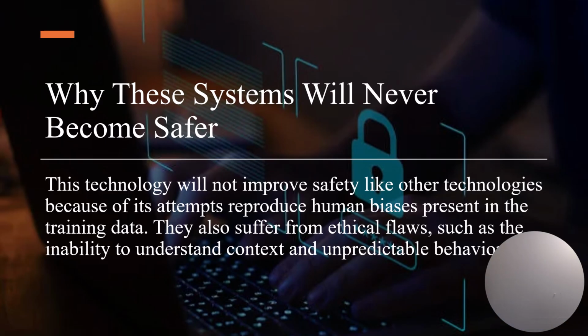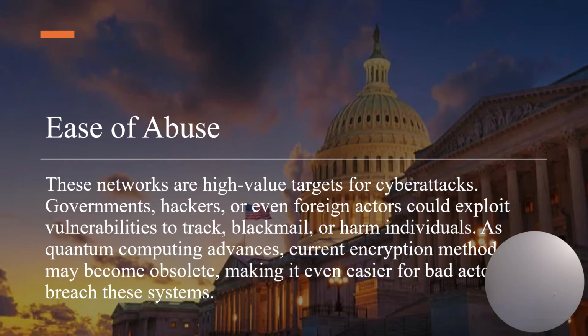Now, why will these systems not get safer as they're developed? Cars are a good example of technology that has improved in safety over time. The reason is because of the fundamental goal that it's trying to achieve. At least in AI surveillance networks, they're trying to find human behaviors and human bias, which are fundamentally unpredictable. They can also suffer from ethical flaws if they're trained on human data. And finally, they suffer from their inability to understand context, which is very crucial when trying to find somebody who might have committed a crime.